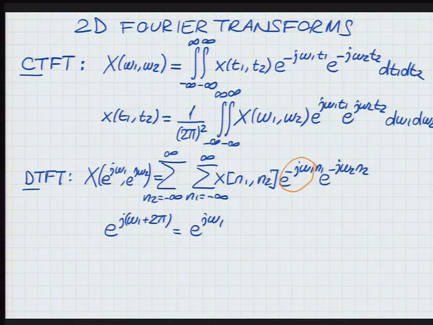And likewise for omega 2. So that's why writing explicitly e to the j omega 1 and e to the j omega 2 as arguments of the Fourier transform is useful, because you remember that this is a periodic object. So because of this, if I look at e to the j omega 1 plus 2 pi, e to the j omega 2, or if you wish, advance omega 2 by 2 pi, you'll get the same thing.